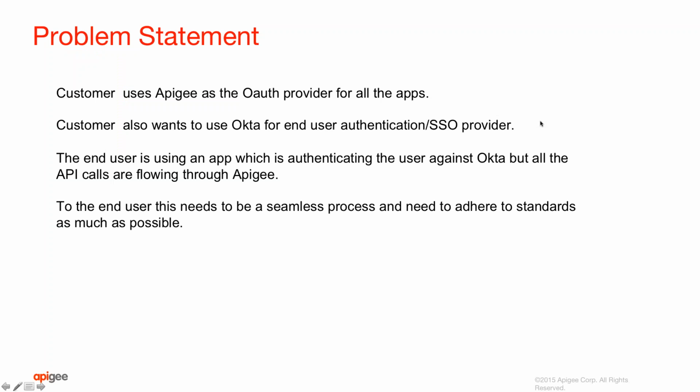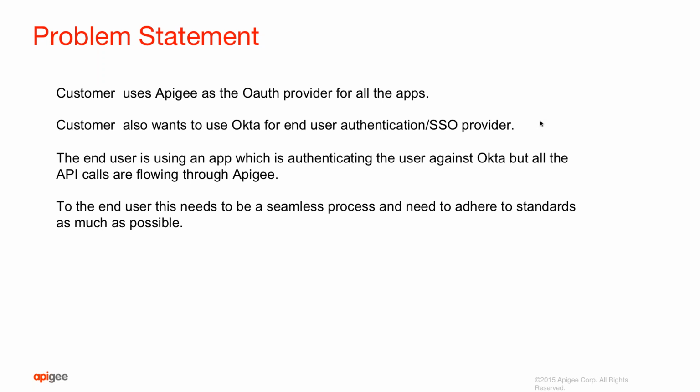So what is the problem statement that we're trying to solve? In this case, the use case is that a given customer, an Apigee customer, also happens to have Okta, but they have a desire to use Apigee as the OAuth provider for all their apps, right? As you know, Apigee Edge has a lot of out-of-the-box OAuth policies, essentially a full-blown OAuth server, and within minutes you can actually protect all your APIs using the OAuth capabilities built in Apigee.